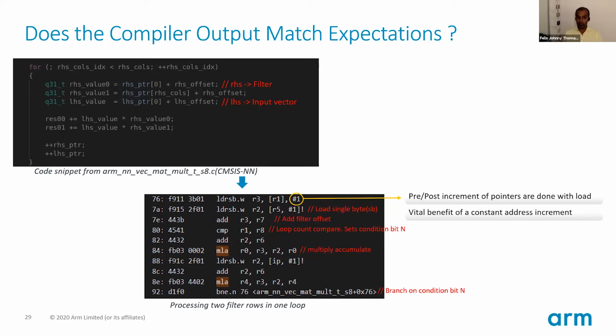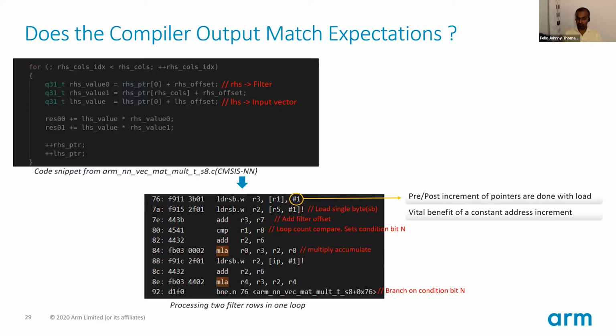And the hidden benefit, which is the most important here, is that the pre and post increment of pointers are done along with the load instruction. You see the #1 along with the load instruction. That is an indication of post increment. And we're able to do that because your data is contiguous in memory and you increment it by a constant, say +1, my pointer +1 or pointer +4. So that is a constant increment, and that is why you're able to increment the pointer with the load instruction.